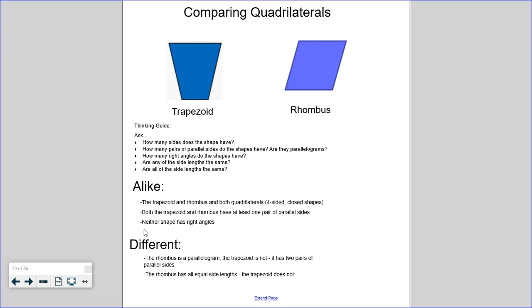Now, how are they different? The rhombus is a parallelogram and the trapezoid is not. So the rhombus has two pairs of parallel sides, but the trapezoid does not. Also, the rhombus has all equal side lengths, and the trapezoid does not.